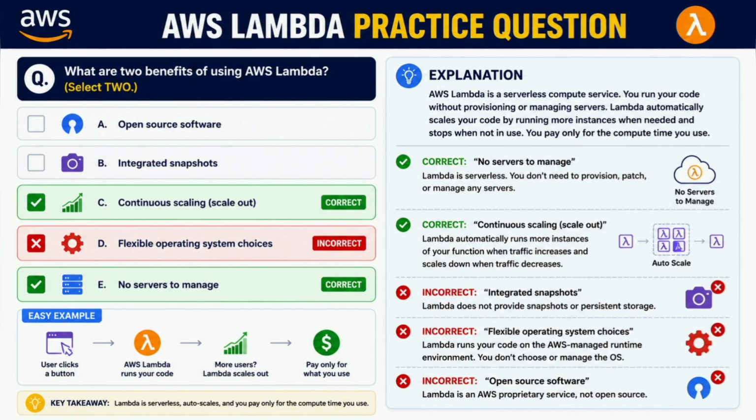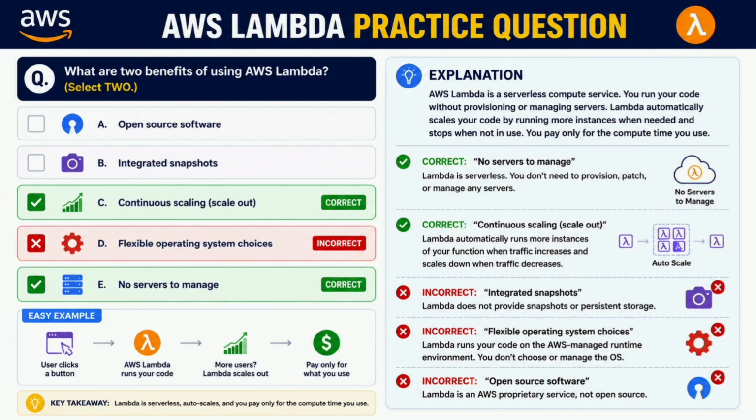So open source software: Lambda is an AWS proprietary service, not open source. So option A is incorrect. Integrated snapshots: Lambda does not provide snapshots or persistent storage. So option B is also incorrect. Option C, continuous scaling, scale out. Yes, this is the right choice.